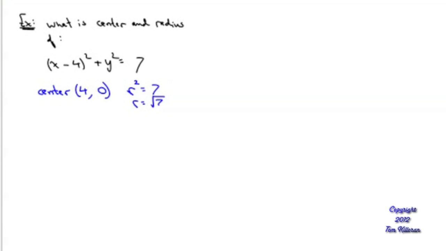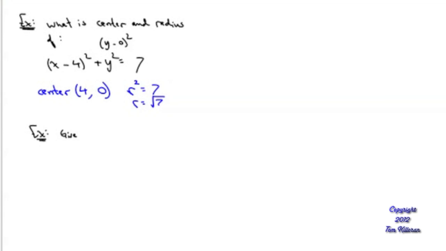Where's the k at? The k is 0. Because it's not there, it has to be 0. Because the other way of writing this would be y minus 0 all squared. There's no k value, so it has to be 0. We're getting there. How about this one?